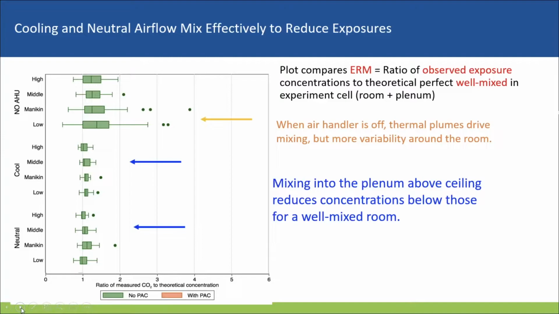So from the first set of plots, we see that when there is no AHU, when the air handler is off, the thermal plume drives the mixing. So there's some variability around the room. The room is not very well mixed.